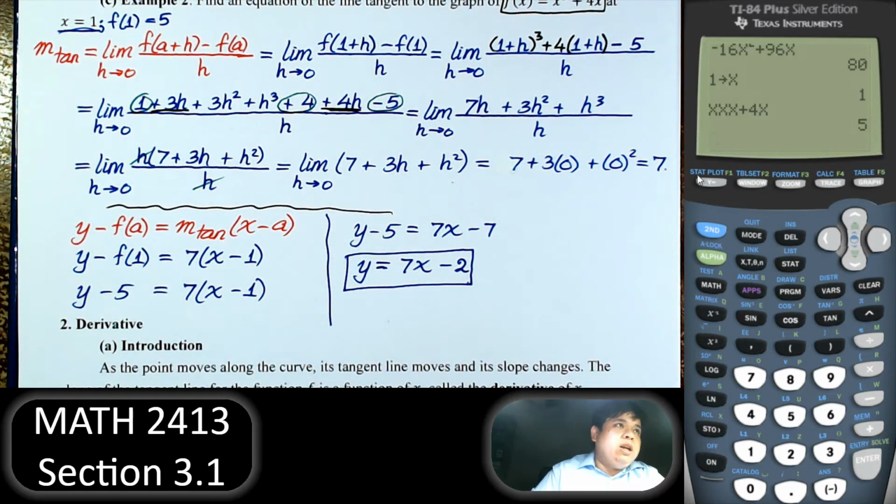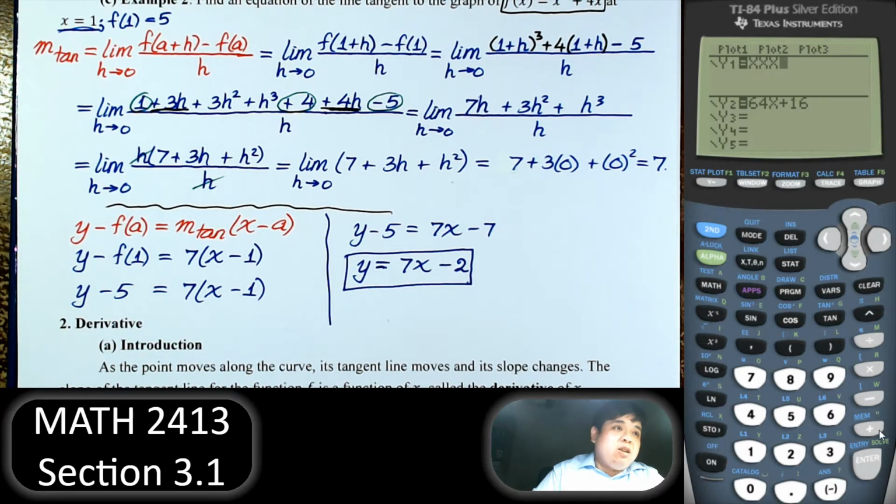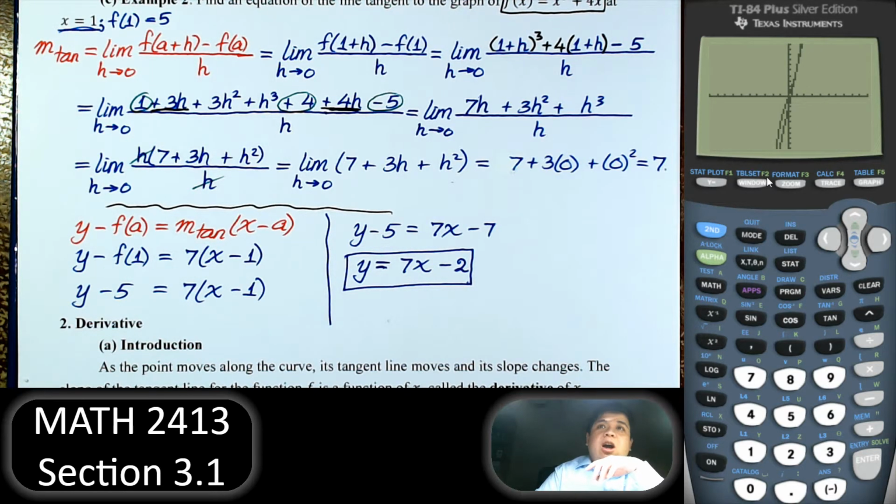Of course, if we want to, we can verify with the graph. X cubed plus 4x. Sometimes typing that is a lot faster. 7x minus 2. Right, so you see when x equal to 1, we have the cubic function and then the tangent line. So that looks correct. It's not that bad to find the slope of the tangent line this way.